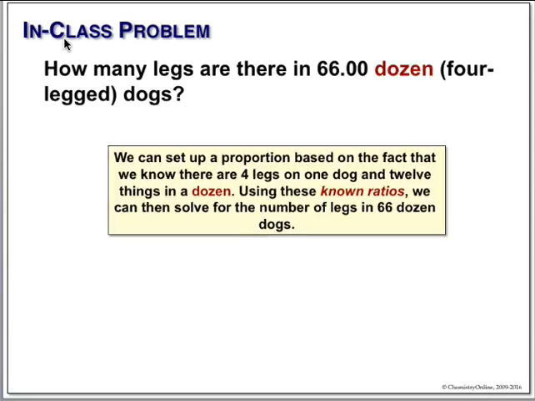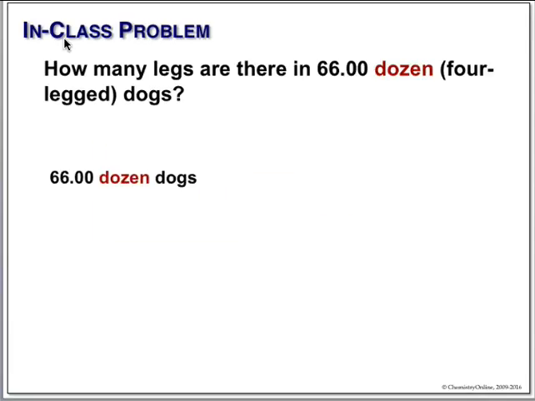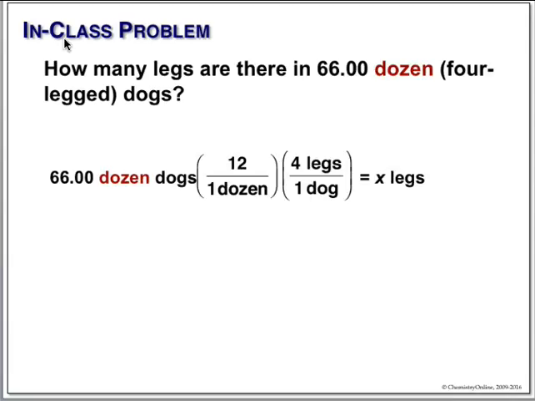So the way we would do this, we'd start off with our given, 66 dozen dogs. We know that there are 12 things in every dozen, and there are 4 legs in every dog. We know we set up our ratios right because they cancel. Dozens and dogs cancel. All we're left with is legs. Math is simple, 66 times 12 times 4, 3168 legs. I want you to look at this and realize that we stuck this 12 things in a dozen in here.